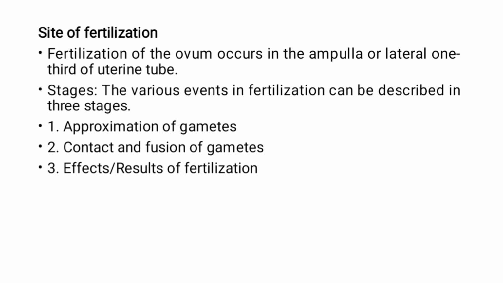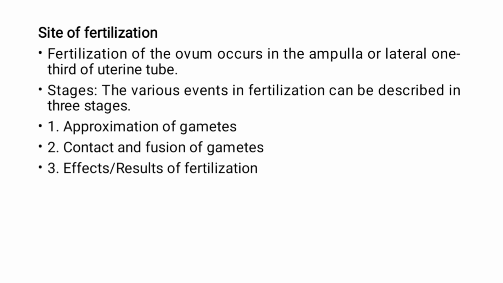Okay, so what are the stages of fertilization? We can put them in approximately 3 stages. First, there is approximation of gametes. This is whereby the gametes are traveling. They travel by the contraction and relaxation of the female reproductive system. So the gametes, the sperm and the egg, move by peristalsis.